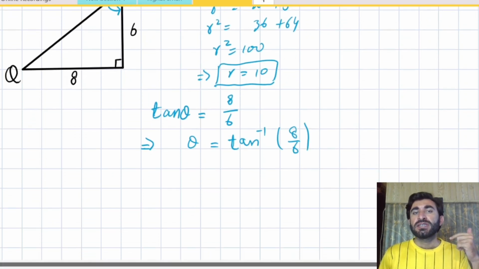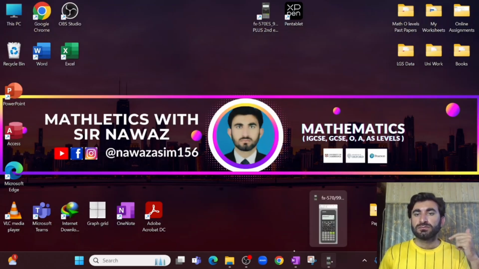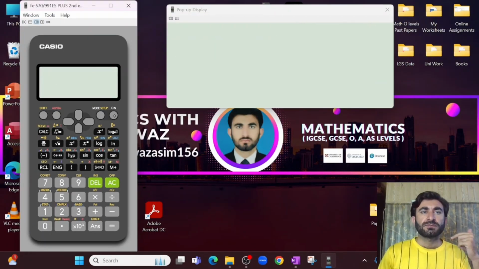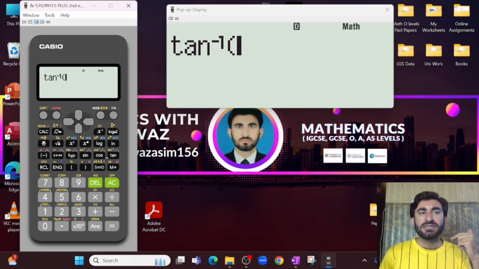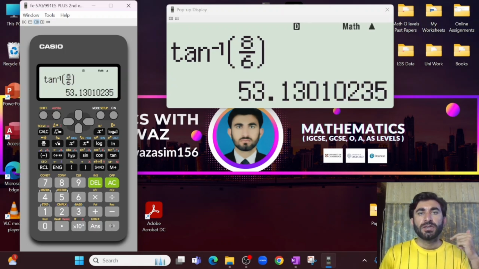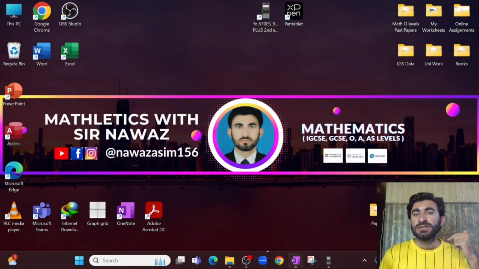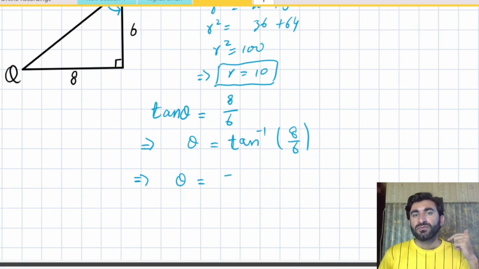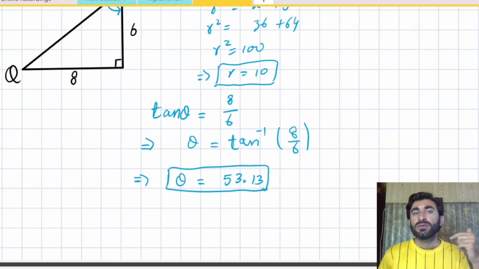Let us calculate it with the help of a calculator. Tangent inverse, shift tangent, fraction 8 upon 6, equals 53.13. So that is the value of theta. 53.13 is the value of theta. So these are the values of the polar coordinates.